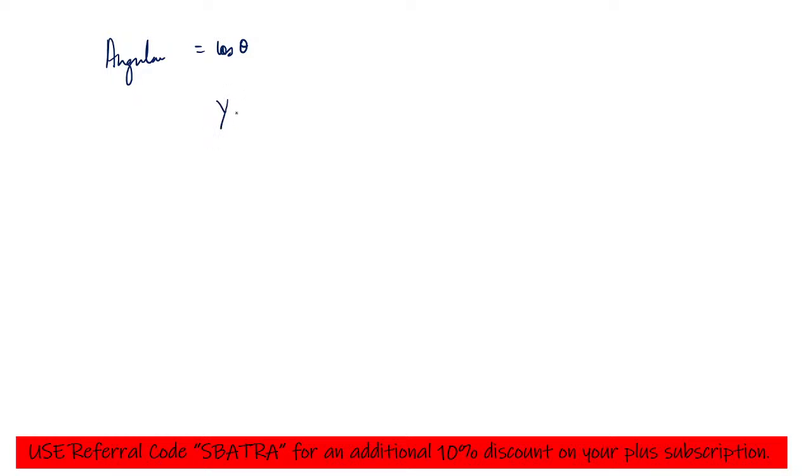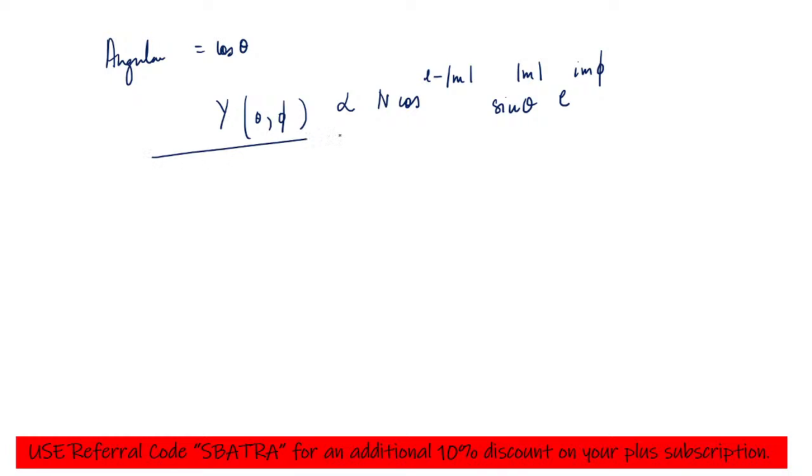So basically the angular part, that is Y(theta, phi), is directly proportional to cos to the power (l minus mod m) theta, into sin to the power mod m theta, and you have e to the power iota m phi. So this is your angular part over here. Now there is no exponential part in this particular function, so what I can write down is that m is equal to 0.